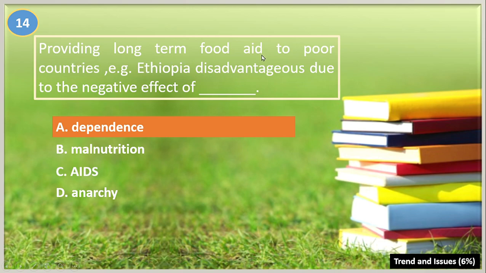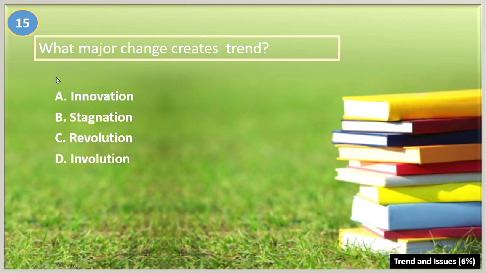Providing long-term food aid to poor countries Ethiopia disadvantages due to the negative effect of dependence. 15. What major change creates trend? A. Innovation. B. Stagnation. C. Revolution. D. Involution. The answer is innovation.